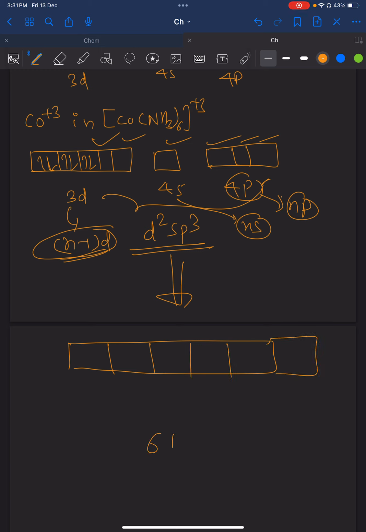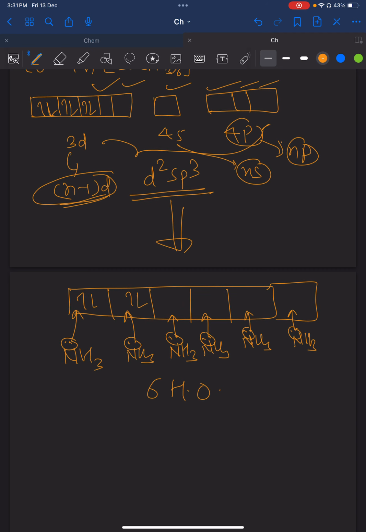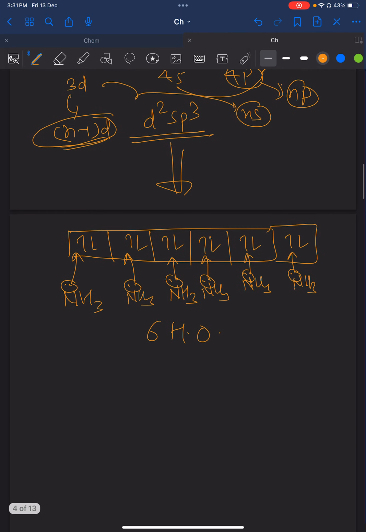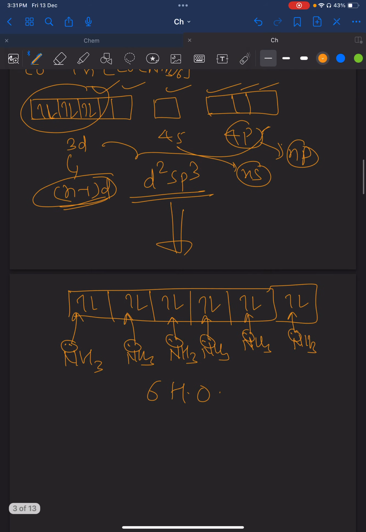So now what happens, in these 6 hybrid orbitals, suppose NH3 donates a pair of electrons to one orbital, then the second NH3 will donate to the second orbital, and this process continues. So all 6 NH3 will donate a pair of electrons to all 6 hybrid orbitals like this, and we will have electrons filled in the hybrid orbitals. So the inner d orbitals are used, and you can see there is no unpaired electron. So we also call this complex an inner orbital complex.